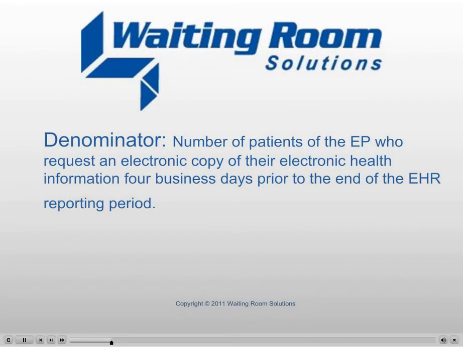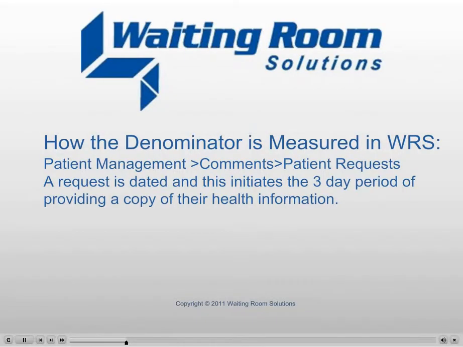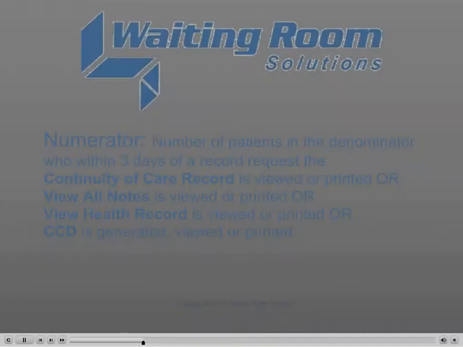Denominator: number of patients of the EP who request an electronic copy of their electronic health information 4 business days prior to the end of the EHR reporting period. How the denominator is measured in WRS: patient management, comments, patient requests. A request is dated, and this initiates the 3-day period of providing a copy of their health information.